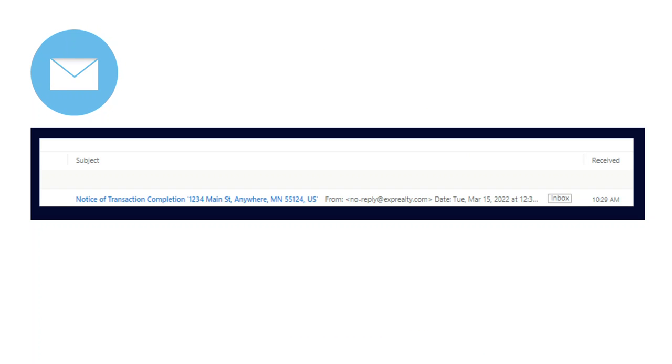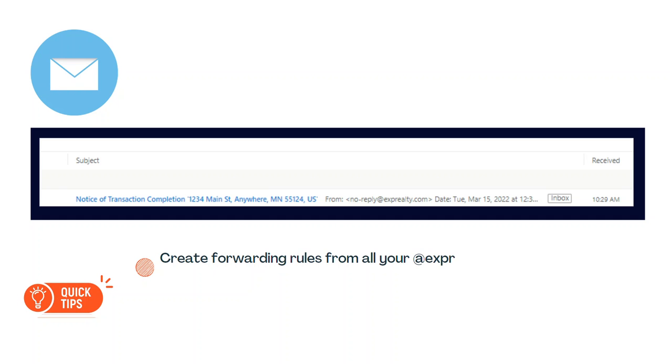So once the transaction is done, the title's done their pieces, everything's turned in SkySlope, and EXP has said, yep, everything matches and is where it's supposed to be, you're going to get this notice of transaction completion email followed by the address in there. One of the key pieces is this might be coming into your exprealty.com inbox. You want to make sure that you're seeing these. This is ultimately like your pay stub.